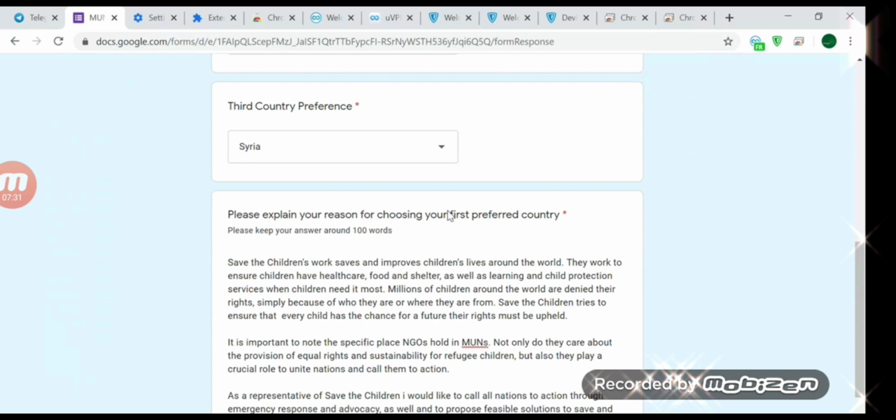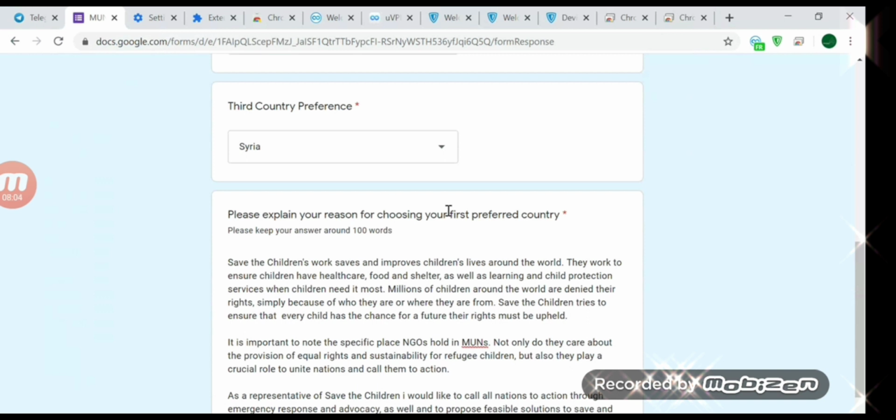So what I want to do is to call all the nations in the Model United Nations Committee to action. And how can I do that? With the help of being the representative of Save the Children. And in my third paragraph, I explained what I can do as a representative of Save the Children. And as you can see, I divided all of it into three paragraphs. I did not mix them by making all of it into one paragraph.